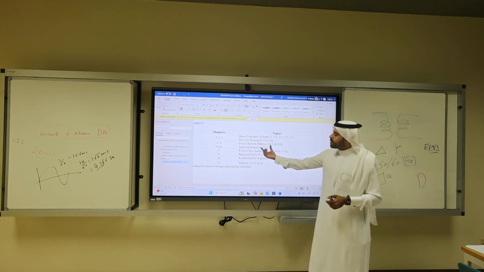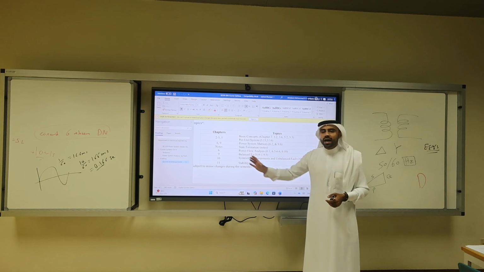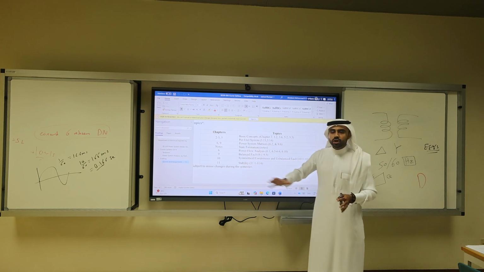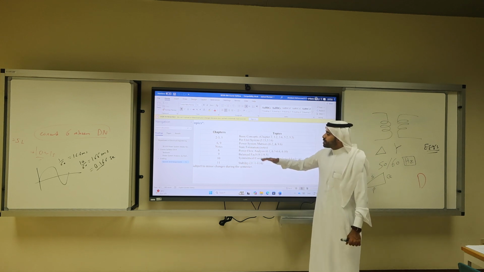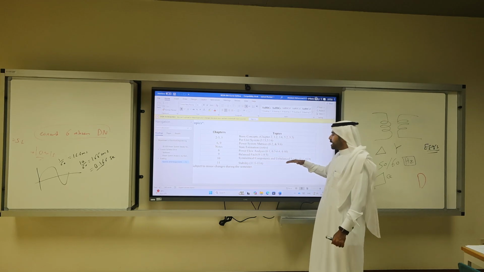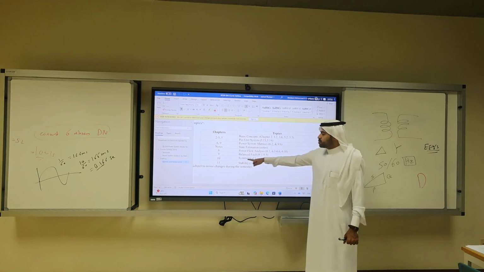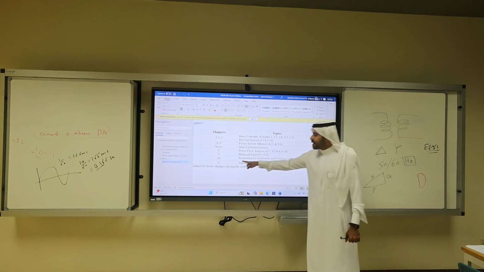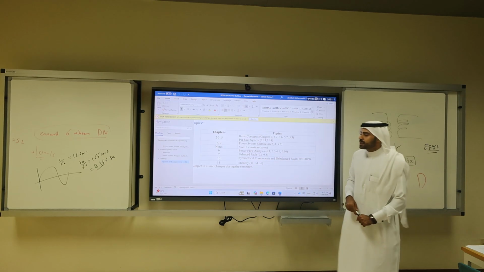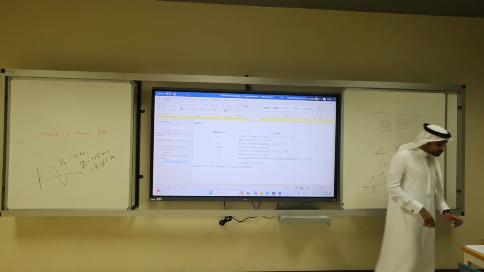Then we're going to talk a little bit about state estimation on a separate note, how we estimate the states of the system using selective measurements. We're going to run the power flow analysis, balanced faults, and unbalanced faults using symmetrical components, and then lastly we'll touch a little bit on stability.